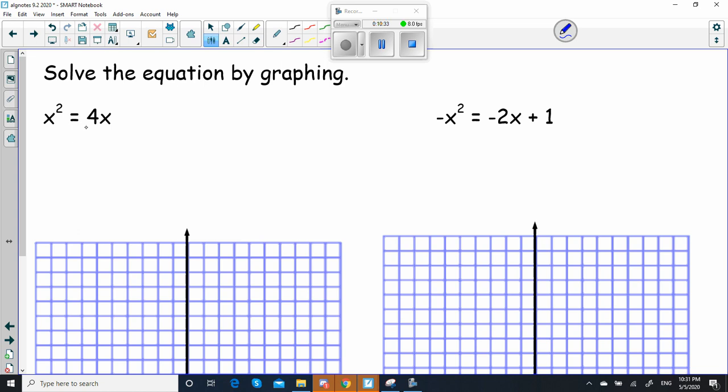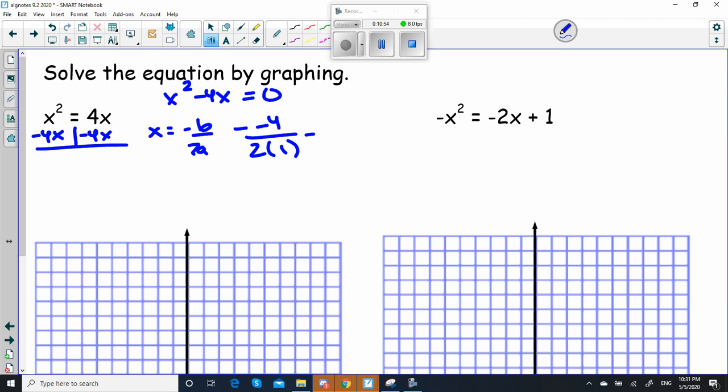Okay, so let's move this 4x over where x squared is positive. So this equation is x squared minus 4x equals 0. Notice that there's no c, so c would be 0 if we needed it. So x equals negative b over 2a gives us negative negative 4 over 2 times 1, which makes it positive 2. 4 over 2, and 2 negatives make a positive.